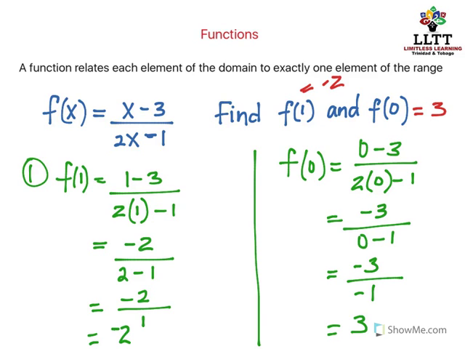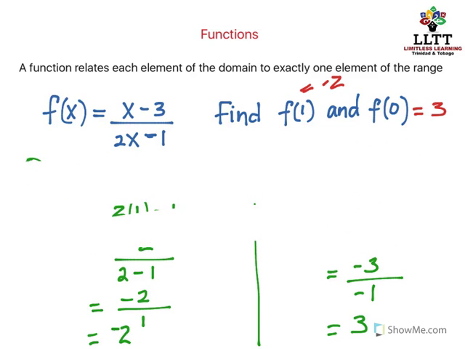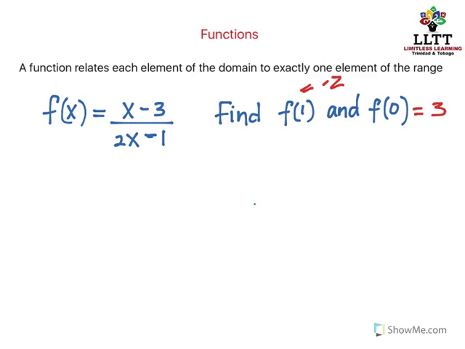So we can substitute our values of x and then find the corresponding f of x values. Now we can also do the reverse. We can have a value of f of x and find the corresponding value of x. So it's as though we know what the f of x value is. It's equal to, let's say, 13. And we want to find out what is the corresponding x value that gave us 13. So let's look at an example of that.